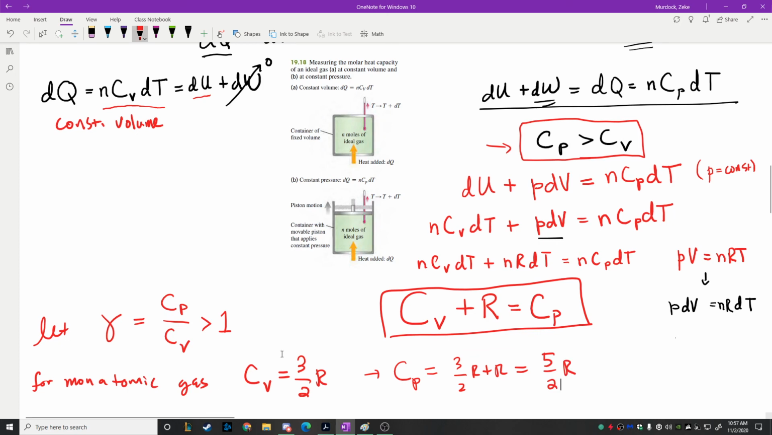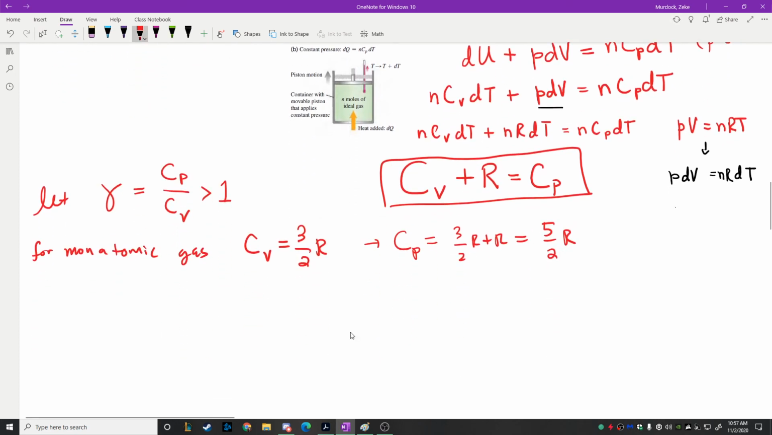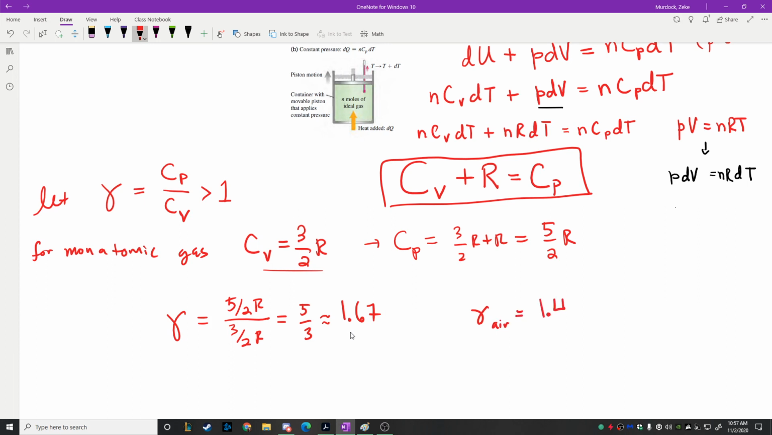And then we can calculate what gamma is. Gamma, again, is just a simple relationship between Cp and Cv to simplify some of our calculations. So for this, gamma would be equal to Cp, which is 5/2 R, and then Cv was 3/2 R. So gamma is equal to 5/3, which is approximately 1.67. I think gamma for air, because it shows up in a lot of your problems, is 1.4. Just air, like atmospheric air.